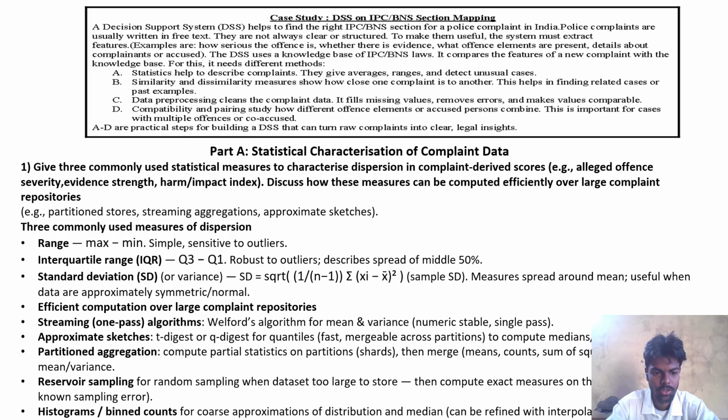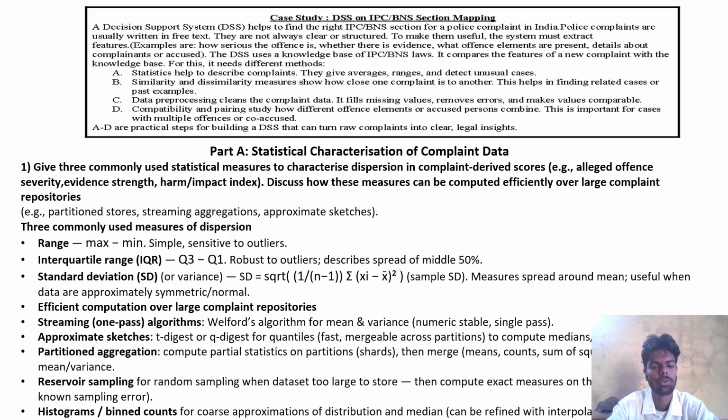Three commonly used measures of dispersion are: first, range, max minus min, simple but sensitive to outliers. Second, interquartile range, IQR, Q3 minus Q1, robust to outliers, describes the spread of the middle 50%. Third, standard deviation and variance: standard deviation is the square root of 1 by n minus 1, summation of xi minus x-bar whole squared. Sample standard deviation measures the spread around the mean, useful when the data is approximately symmetrical or normal.